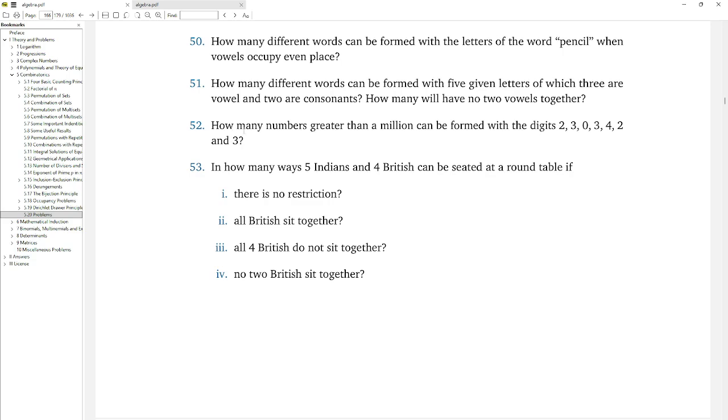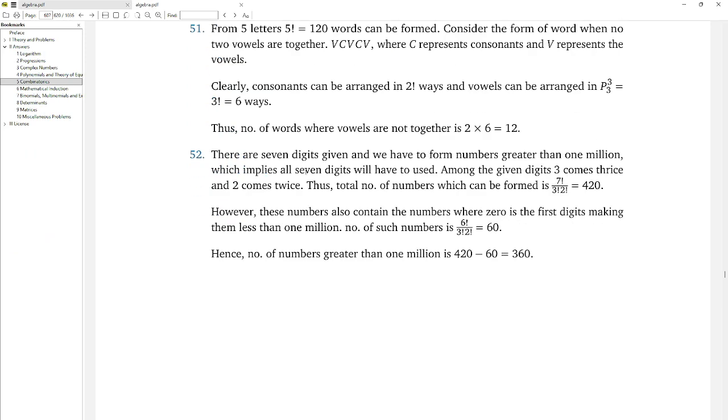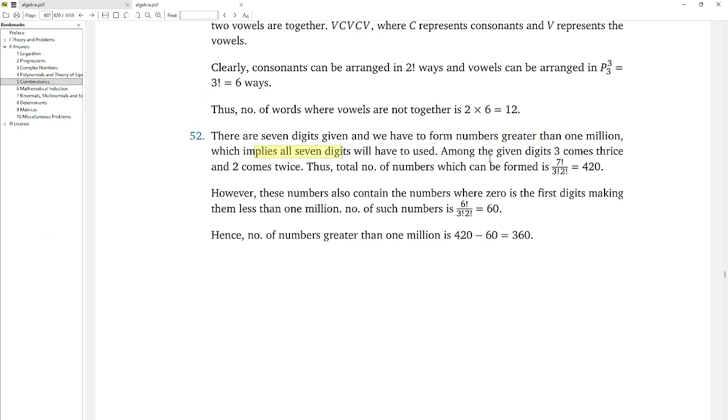Question 52 says that how many numbers greater than a million can be formed with the digits 2, 3, 0, 3, 4, 2, and 3. So there are 7 digits given and we have to form number greater than 1 million, which implies that all 7 digits have to be used. Among the given digits, 3 comes thrice and 2 comes twice.